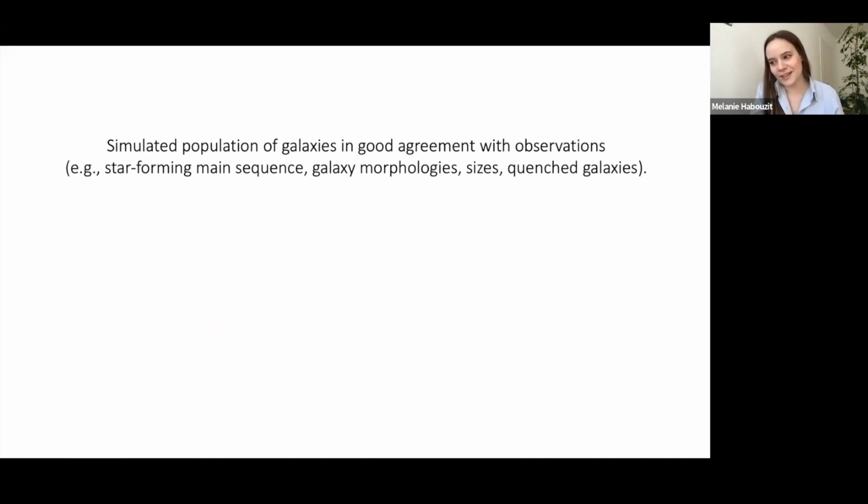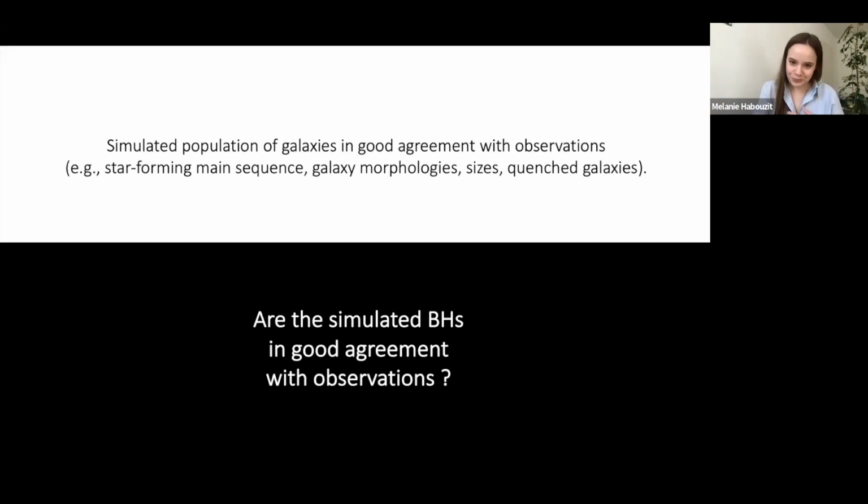One question that I had for a long time is whether those simulations are actually able to produce black holes in agreement with observation. Because often we focus on the galaxy properties and not that much on the black holes. So a couple of years ago, we started a big project of comparing all the black hole populations in the simulation to understand if they were in good agreement with observations. So I'm going to present this now.